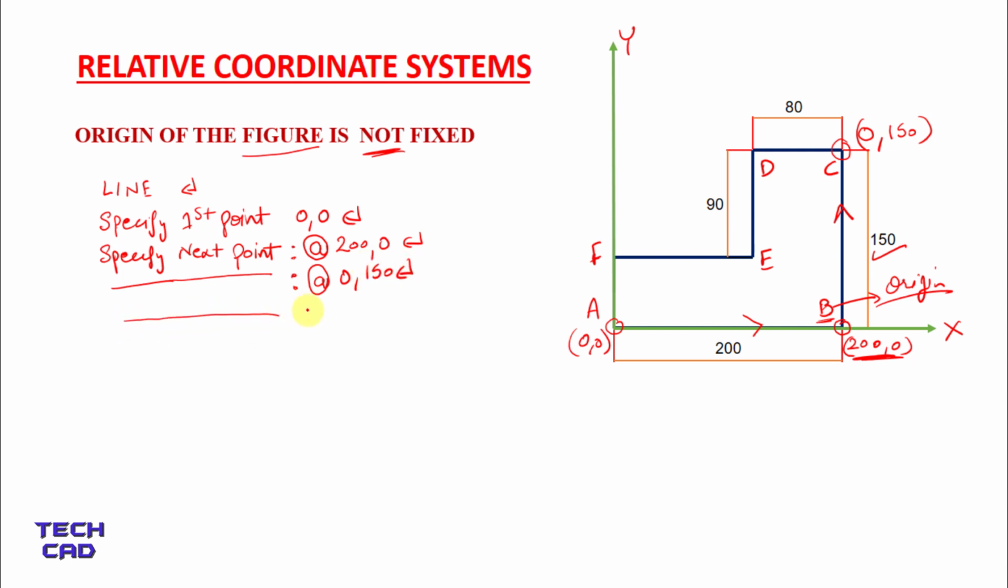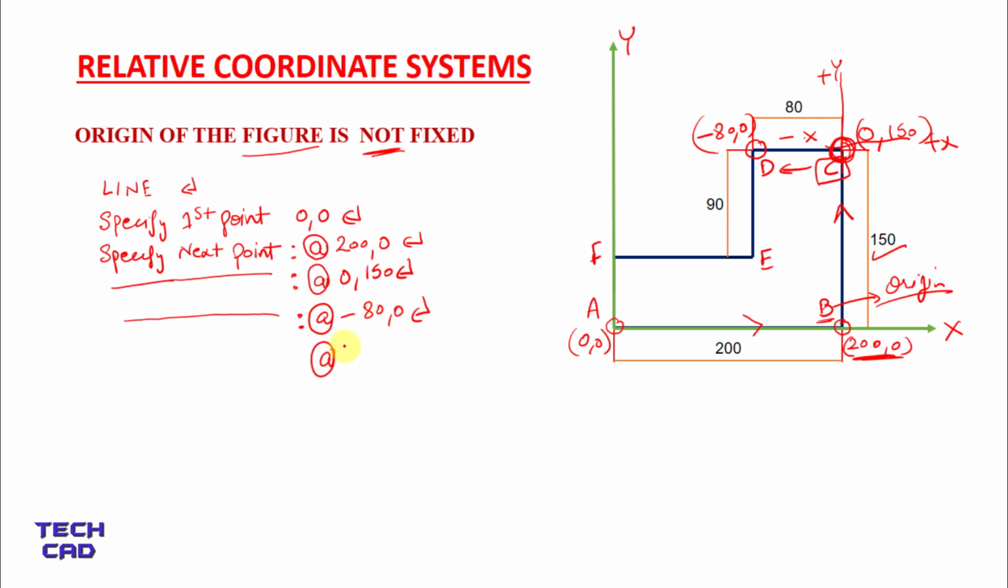Now again it will ask you to specify the next point. So again I put @, and now you are at point C and you want to go to D. What are the coordinates of this D point? If my C point is the origin, then this D point is minus 80, 0. Because when you represent it this way, this is a minus X and this is a positive X and this is a positive Y. The C point is the origin now, so you come to this point. So this is @-80,0.